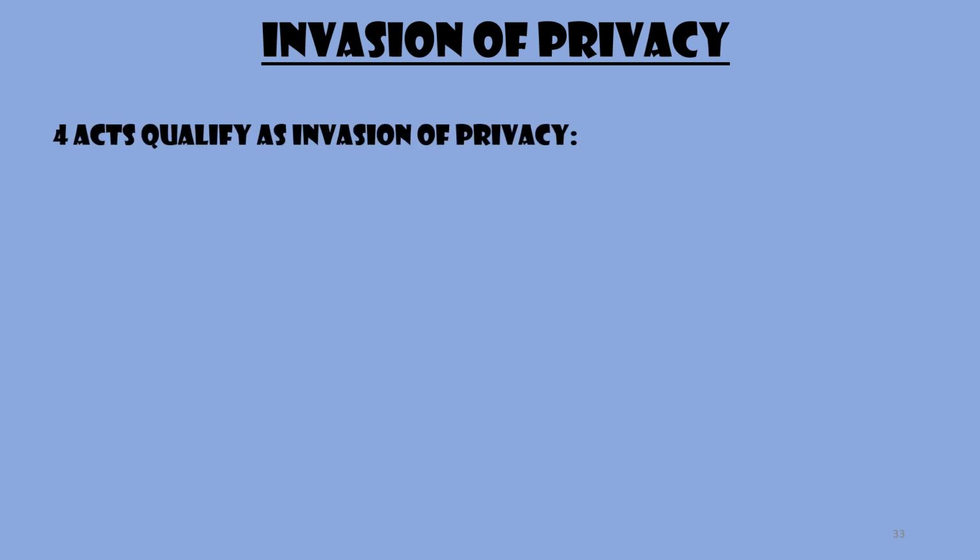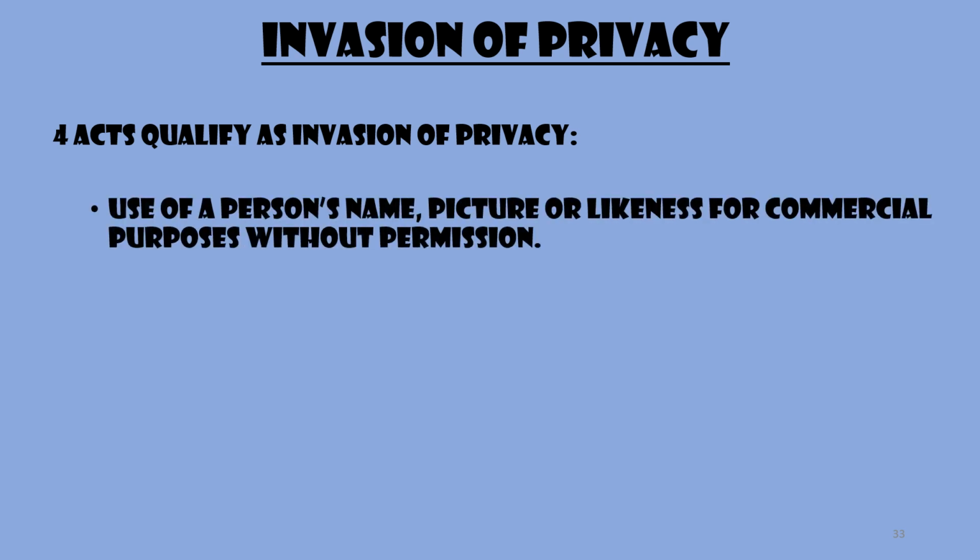Invasion of privacy, invasion of privacy. Invasion of privacy is 4 acts, not just one. The 4 acts that qualify as invasion of privacy begin with the use of a person's name, picture, or likeness for commercial purpose without permission. A name or picture is really obvious. If you use my name, that's my name. Everybody knows what that is. If you use my picture, you can tell it's me. Likeness is a little trickier because a likeness doesn't have to look like you, but it's something that represents you to the public. If the public sees it, they know who you're referring to.